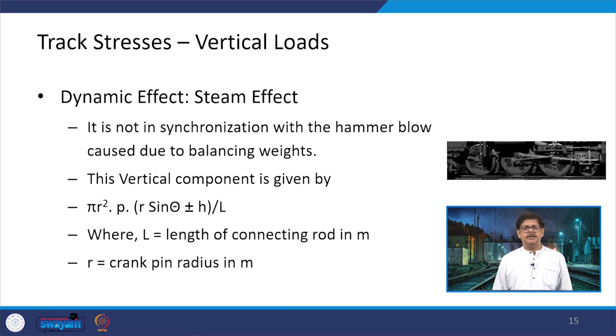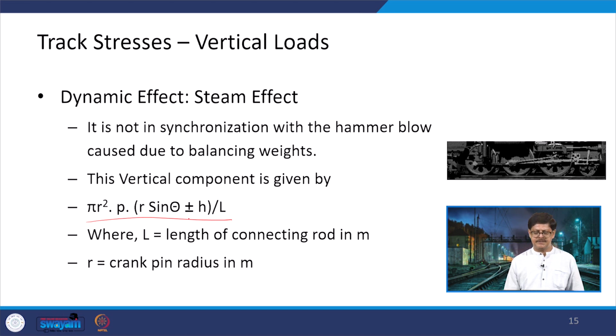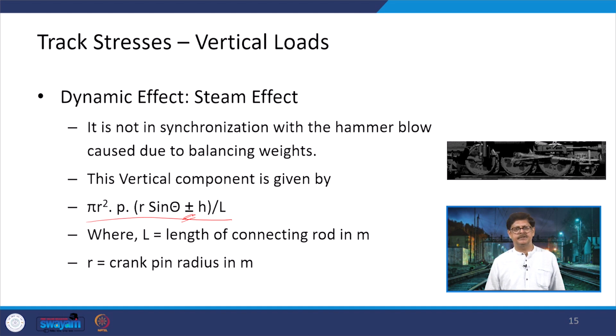This is not in synchronization with the hammer blow caused due to the balance weight. They work at different points in time, and therefore, at one time there is an effect of the hammer blow, and at another time there is an effect of the steam. This vertical component is given by the formula as shown here, which is pi r square into p, multiplied by (r sin theta plus minus h) divided by L, where the plus or minus depends on the movement of the crank pins, or whether it creates a positive or a negative condition.